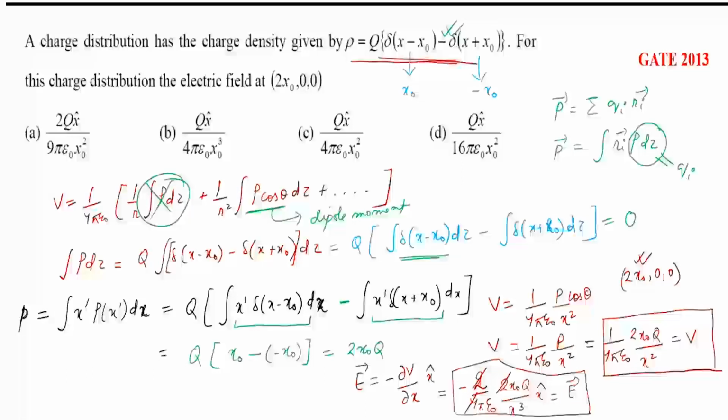Which one is matching? None of the options are matching. Yes, sir, none is matching. Then there might be some printing mistake or something. Okay, but fine. At least you know the approach how to tackle this one, right?